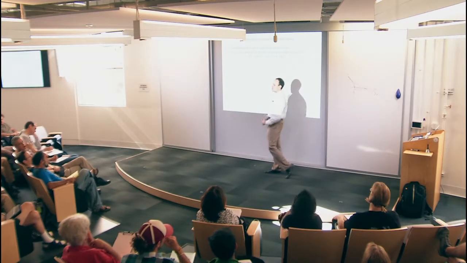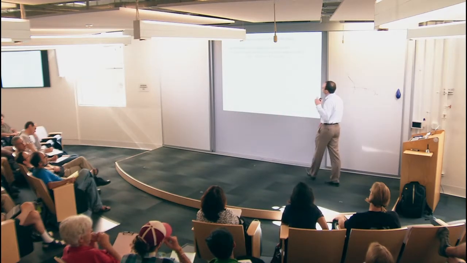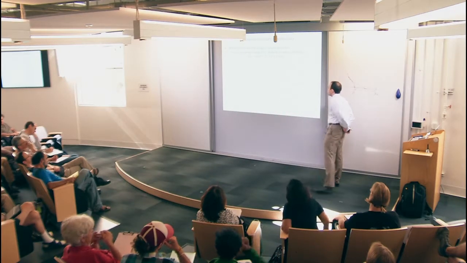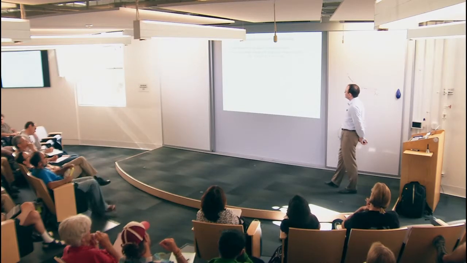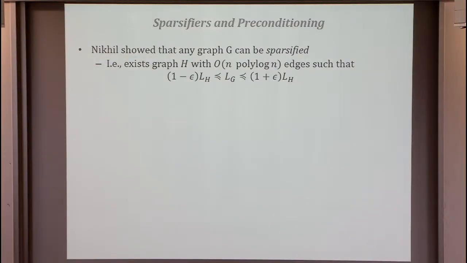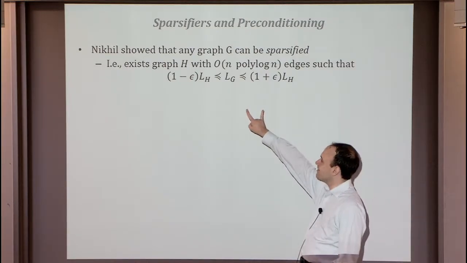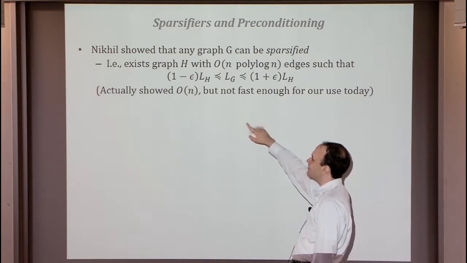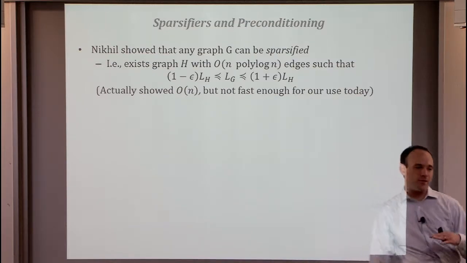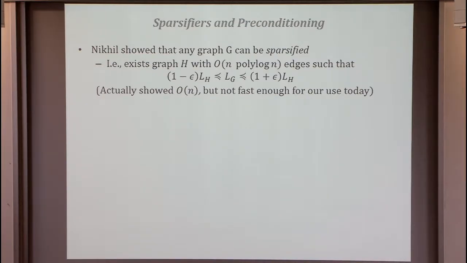So here's the jumping off point for where combinatorics will come in. Nikhil showed that any graph can be sparsified. So he showed that there exists a graph H for any graph G with n polylog n edges, so that you can approximate the graph with PSD matrices. And he actually showed O of n, but I'm not going to talk about those because they're not fast enough for what we're going to use.